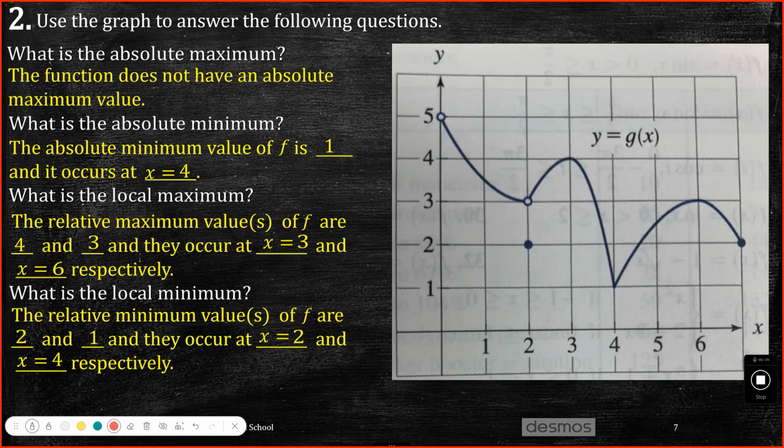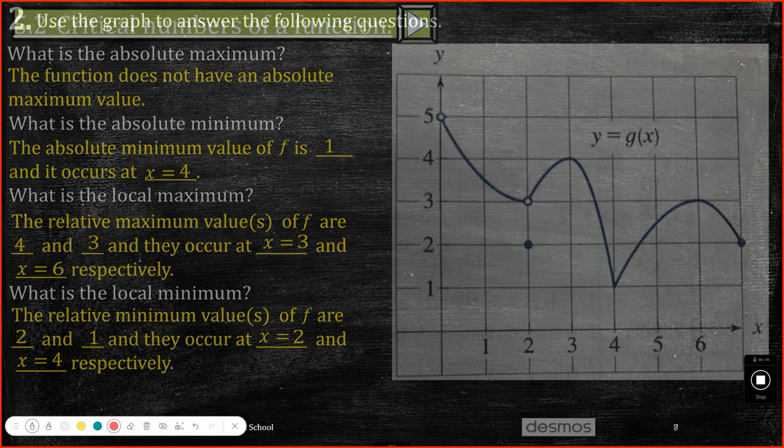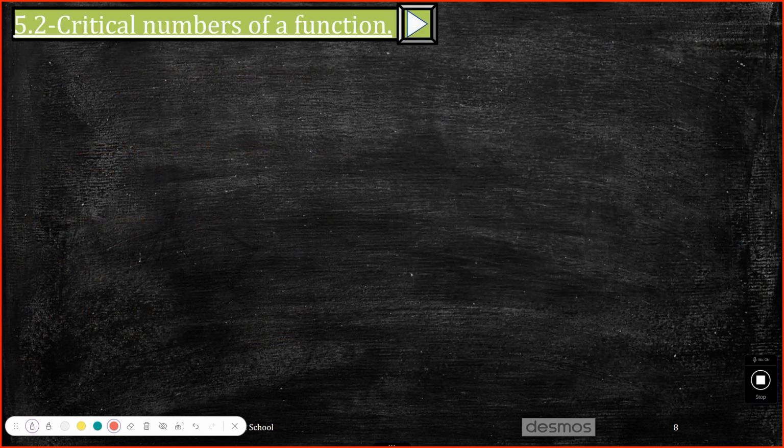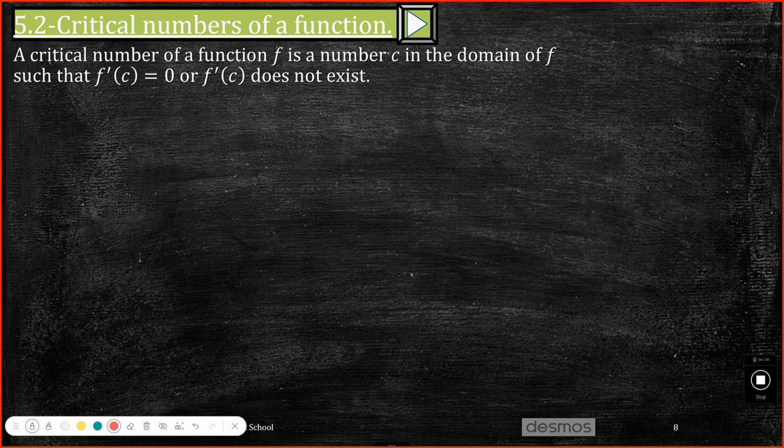All right, moving on. Section 5.2, critical numbers of a function. A critical number of a function f is a number c in the domain of f such that f prime of c is equal to 0 or f prime of c does not exist.